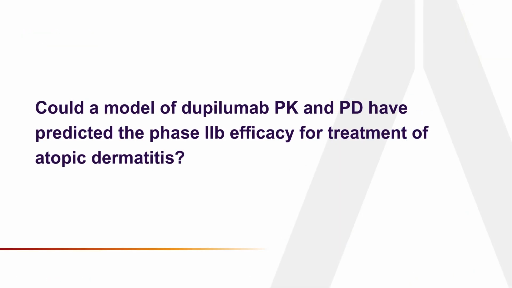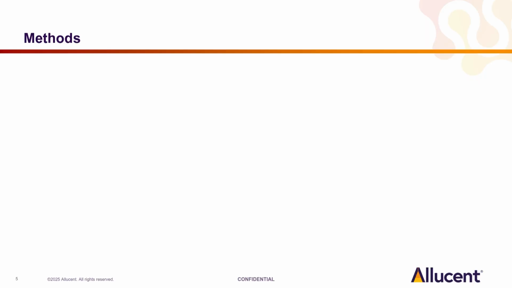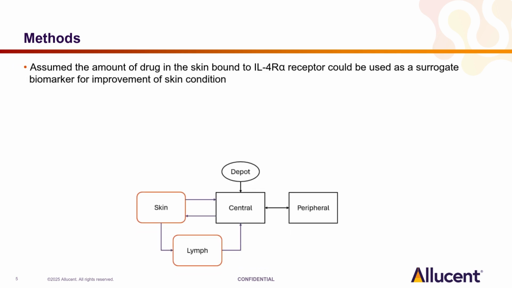The main question was, could a model of dupilumab PK and PD have predicted the phase 2b efficacy for treatment of atopic dermatitis? Basically, could we have used modeling and an informed model to make a decision on what the dosing regimen should be? And so to start, we assumed that the amount of drug in the skin bound to the IL-4R alpha receptor could be used as a surrogate biomarker for improvement of skin conditions. So we're targeting atopic dermatitis, so focusing on drug concentrations in the skin.